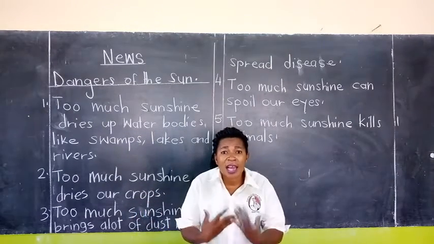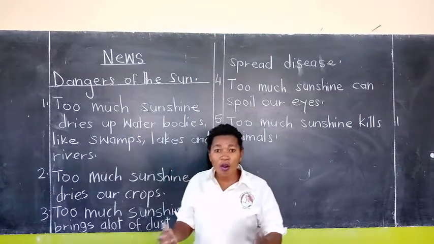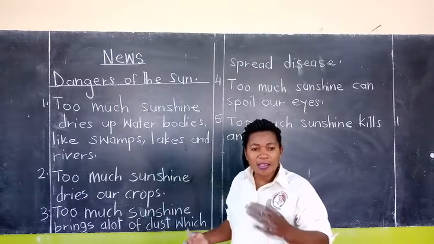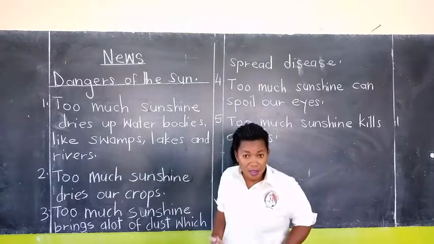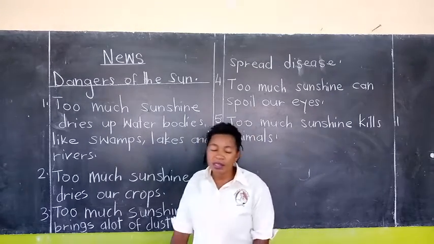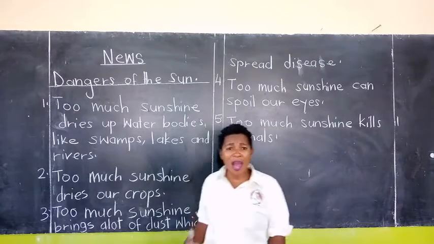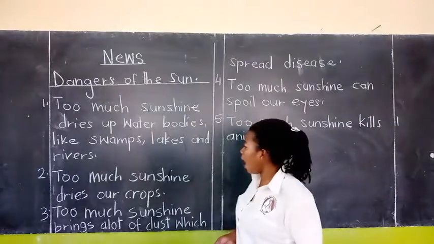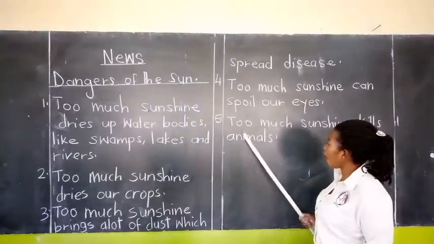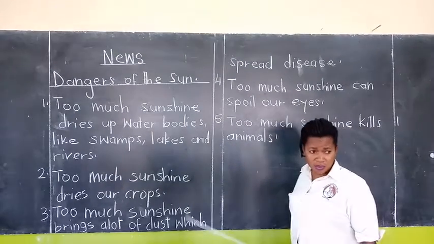Don't you think that that animal is going to survive? It won't survive because it is feeling hungry. It is feeling bad. You can find it when it is lying down like this, feeling bad because of hunger. So, too much sunshine kills animals.